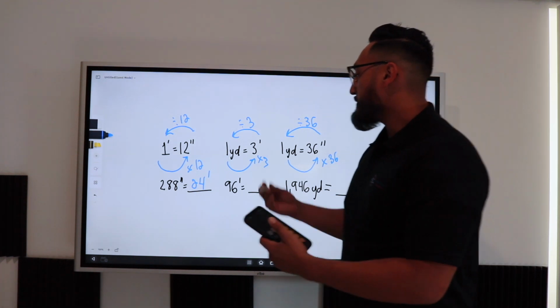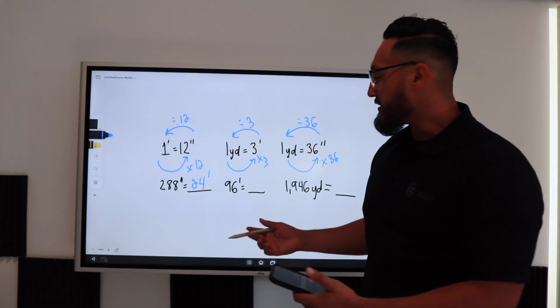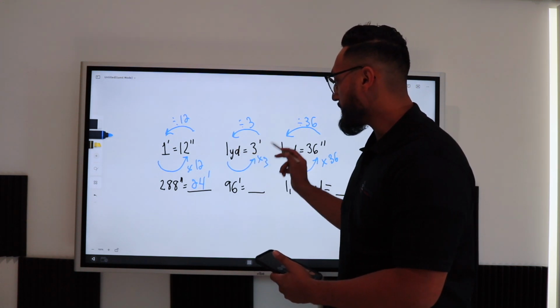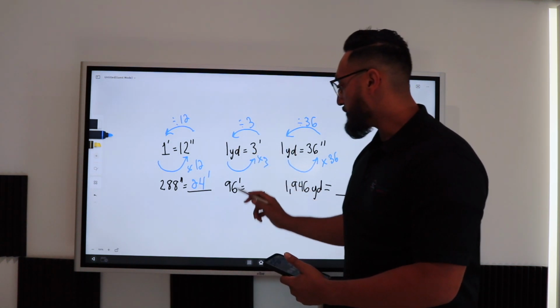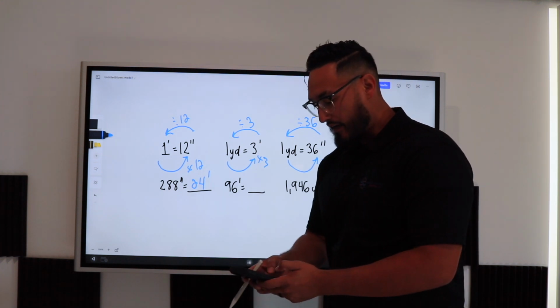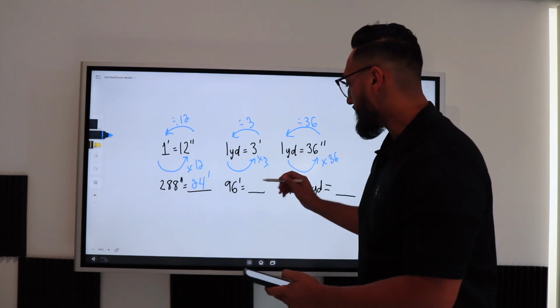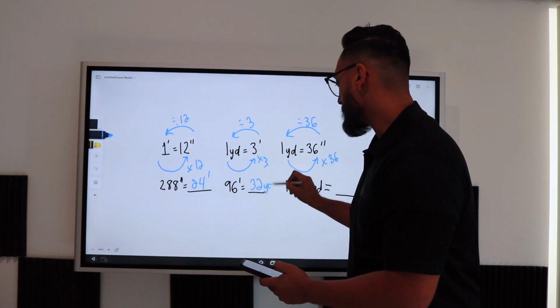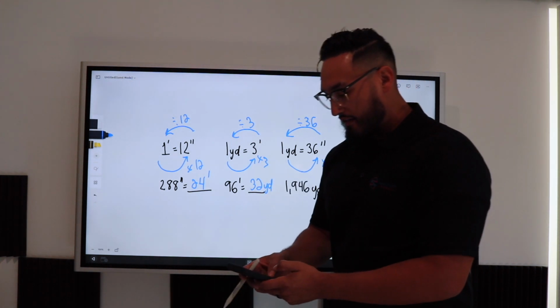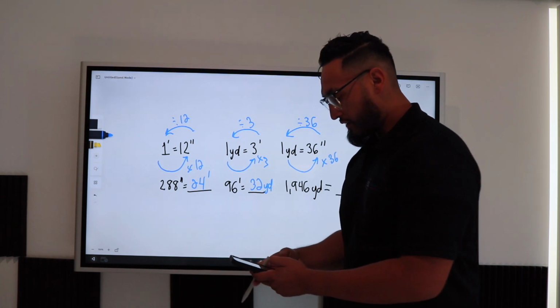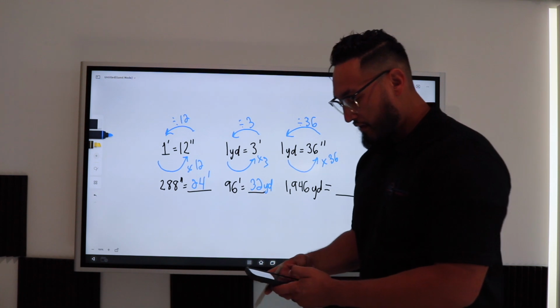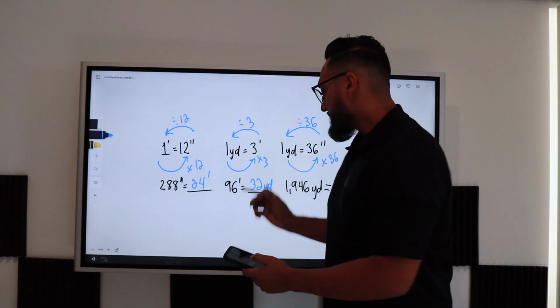Now the next one, let's say you're given feet and you want to convert it into yards. You have 96 feet. If we're going from feet to yards, we divide by 3. So you divide 96 by 3 and that gives you 32 yards. How do you double check? Multiply 32 by 3 and that gives you 96 feet.